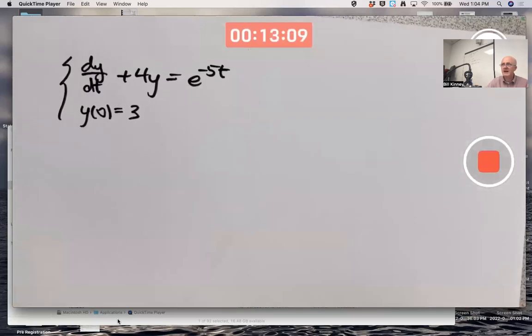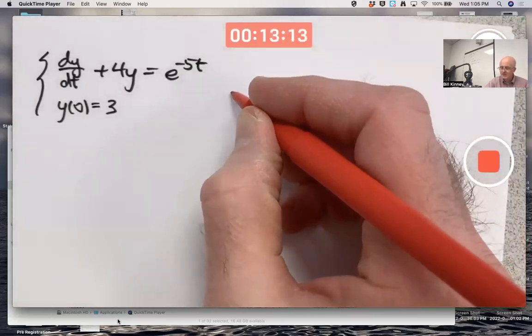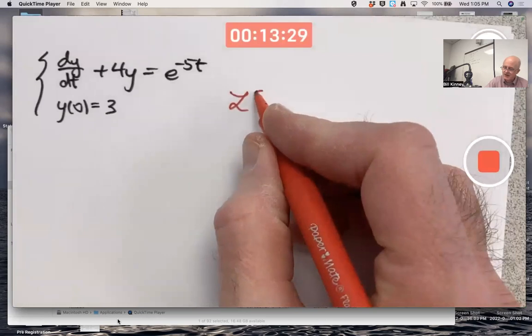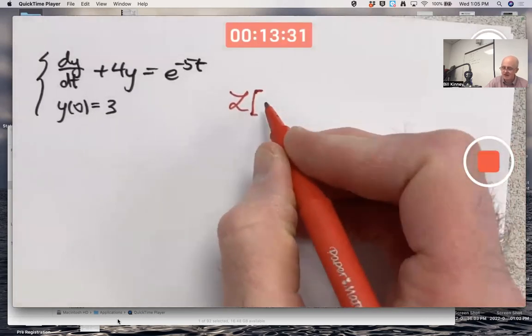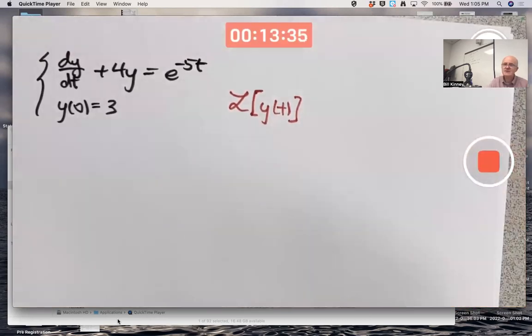But we got to know what the Laplace transform is in the first place. The Laplace transform, cursive L, is a linear transformation. Hey, linear algebra. A relationship between function spaces. It takes a function of t as input, call it little y of t, and gives you a function of s as output.